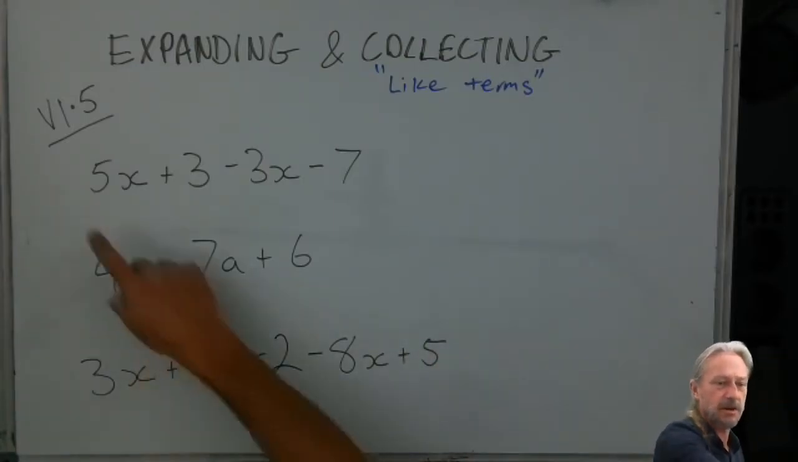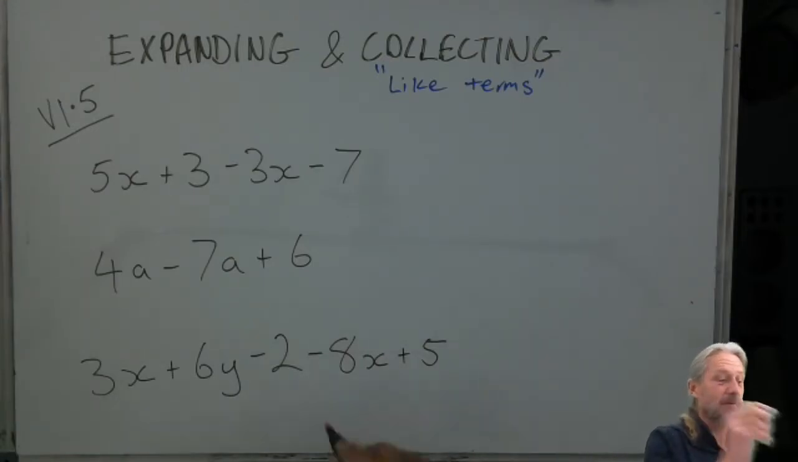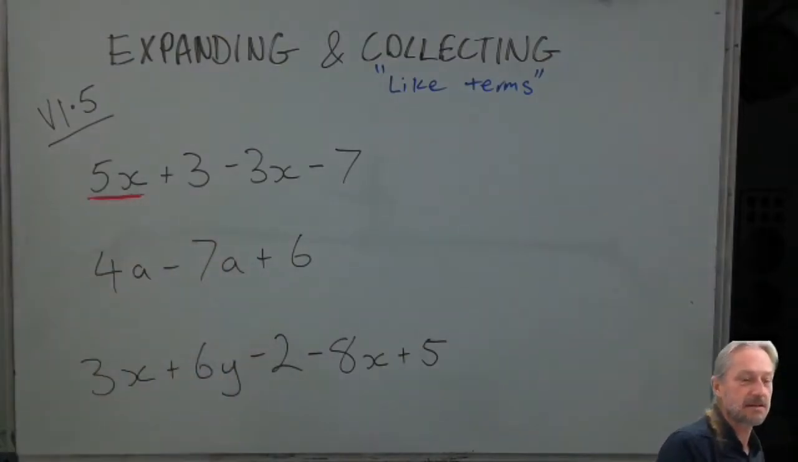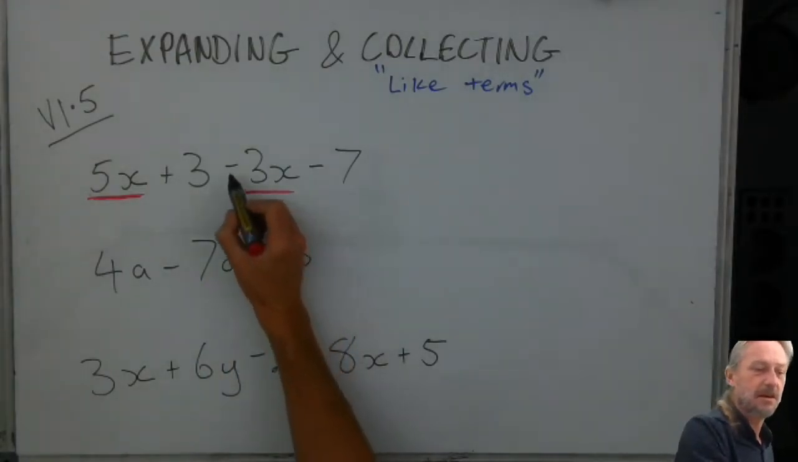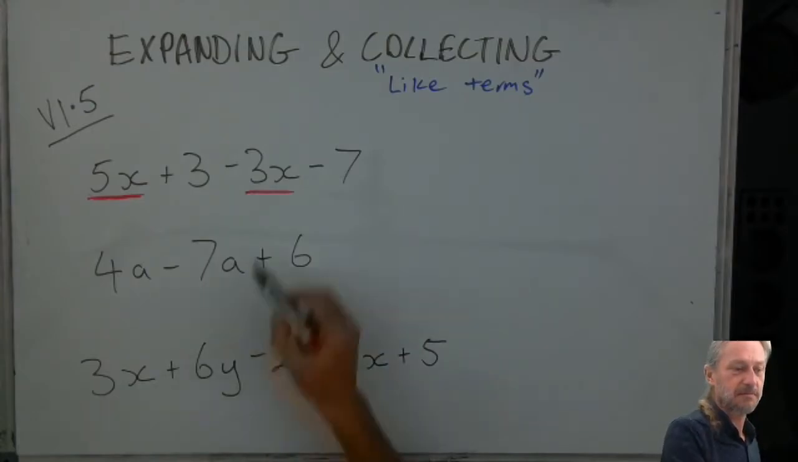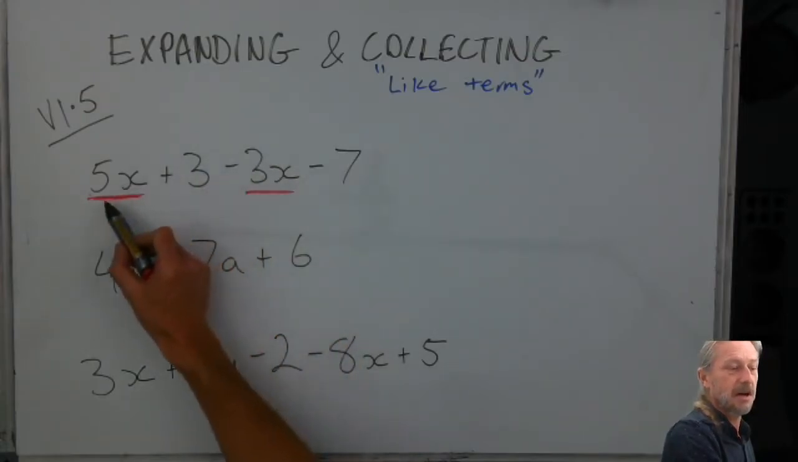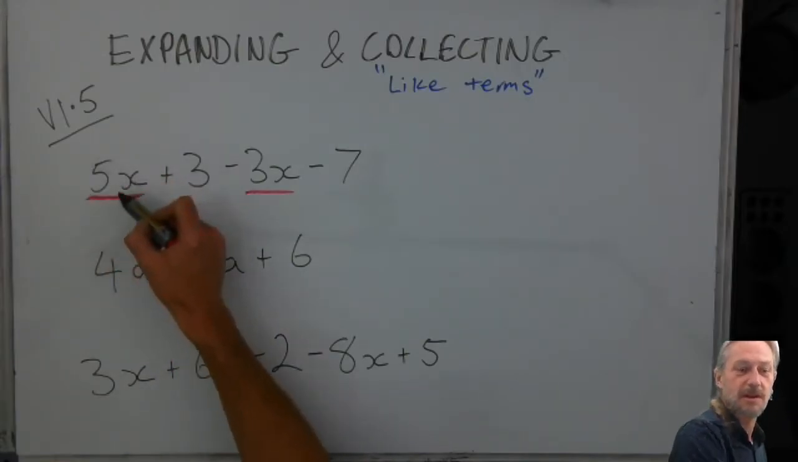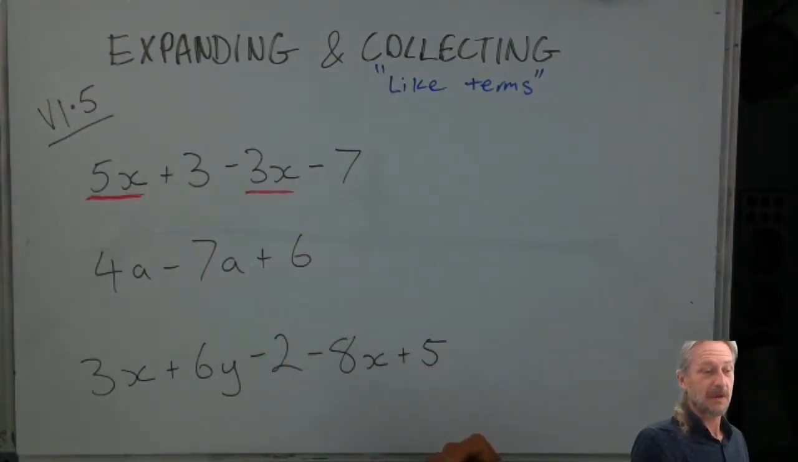Okay, so we'll do these one at a time, and I'll just talk about why some things are like terms and why some things aren't. Okay, so like I said before, this is 5 lots of x. This is 3 lots of x, and you can think of that operation as the sign attached to this. So combining like terms, this is like saying we've got 5 apples, we're going to take away 3 apples, so we end up with 2 apples.